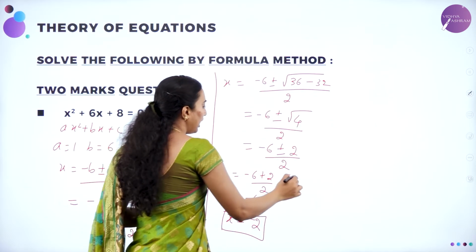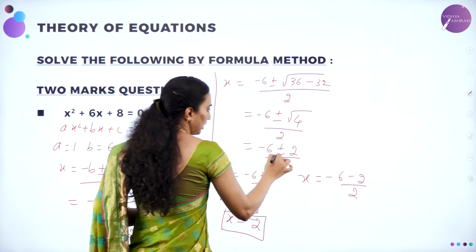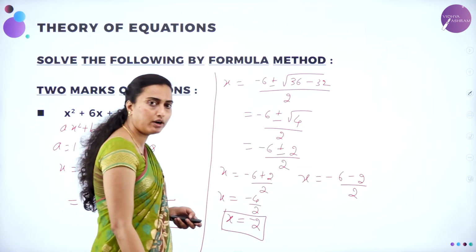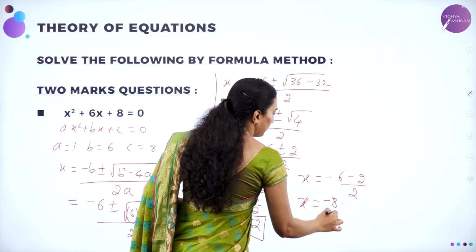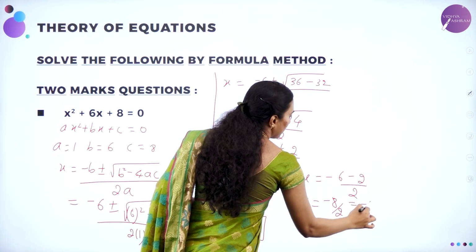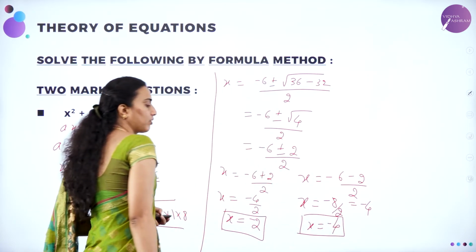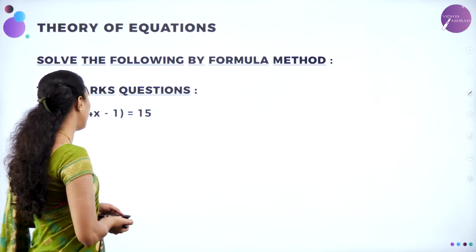That is one root. For the other, equating with minus: minus 6 minus 2 divided by 2. See, you have a plus or minus, so I am equating the first one with plus and the next one with minus. So x will be equal to minus 6 minus 2, which is minus 8, by 2. So 8 by 2 is minus 4. So x is equal to minus 4 is the other root. I hope you understood this also. We'll move on to the next one.